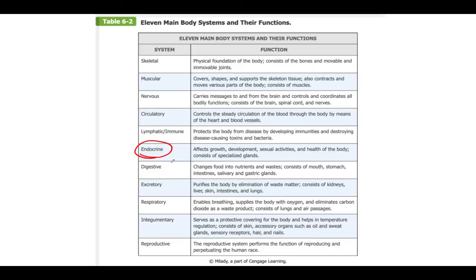Then we have the endocrine system. Endocrine is glandular, so we have glands that are secreting. It affects the growth, development, sexual activities, and health of the body, and consists of specialized glands. Those are, for example, growth hormones, which are very significant in the growth and development of the body.